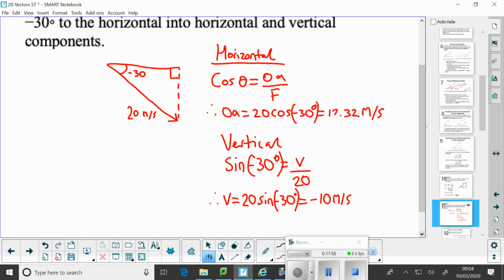So yeah, if you're going to use this labeling system, that would have to be O. You'd call that A, and then Macaulay's call this V for the vertical component. Doesn't matter what you call them, as long as what you use as labels on your diagram is what you use in your maths.